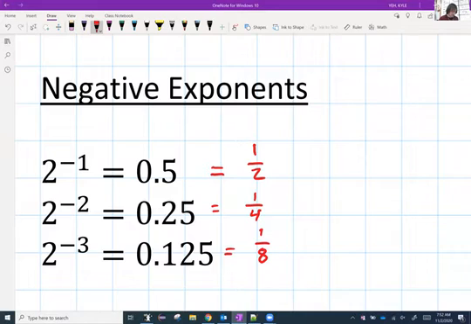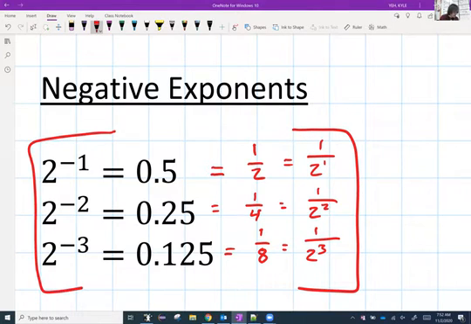I'm going to write it one more time, and this is going to be the key. This is 1/2 to the first. This is 1/2 squared. This is 1/2 cubed. And here's what I want you looking at. 2 to the negative first is the same as 1/2 to the positive first. 2 to the negative second is another way of writing 1/2 to the positive second. 2 to the negative third is the same as 1/2 to the positive third.